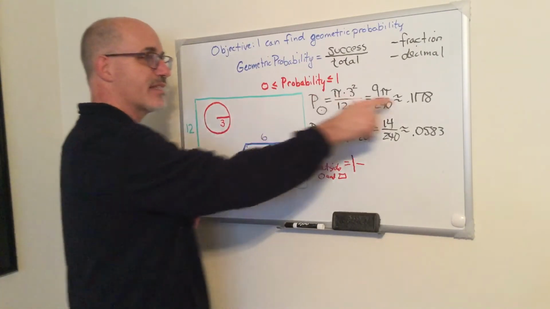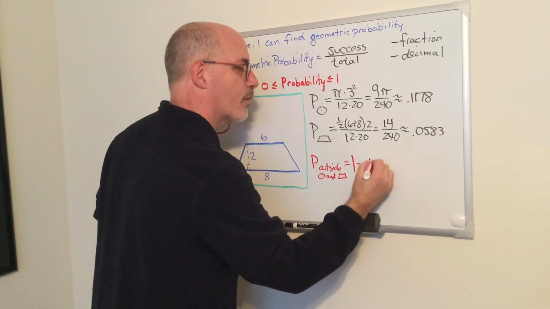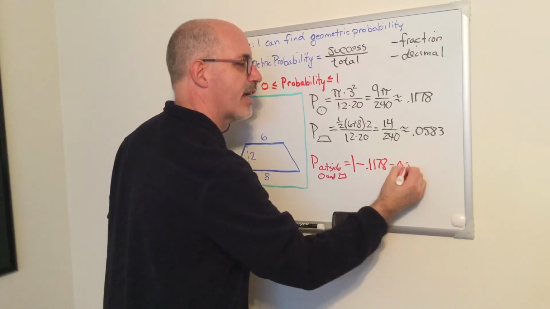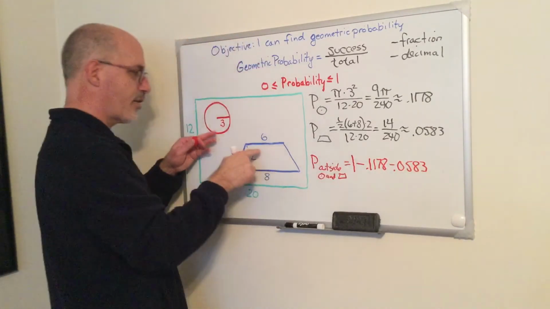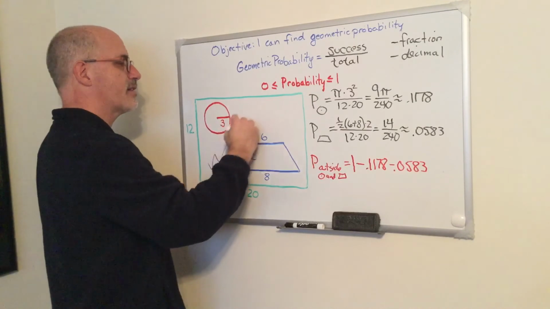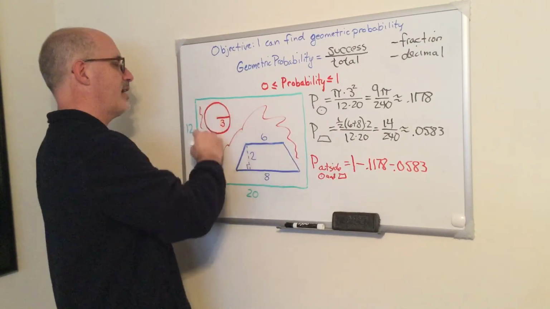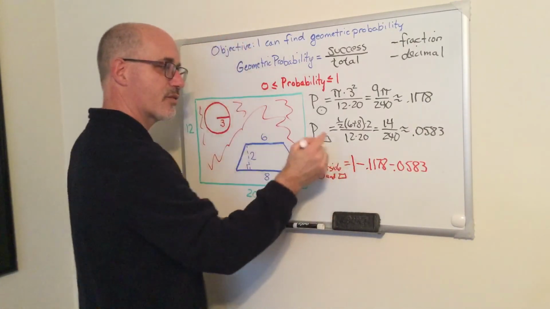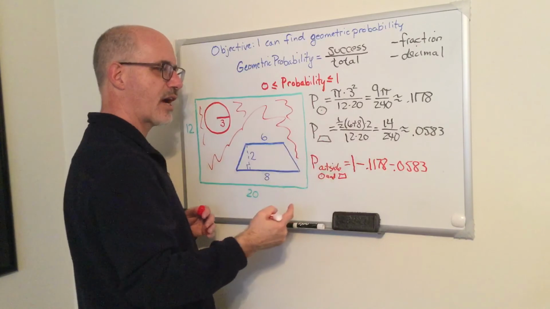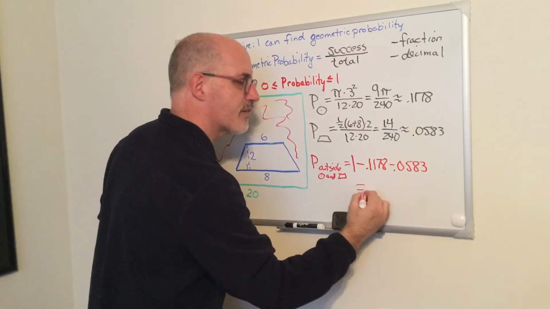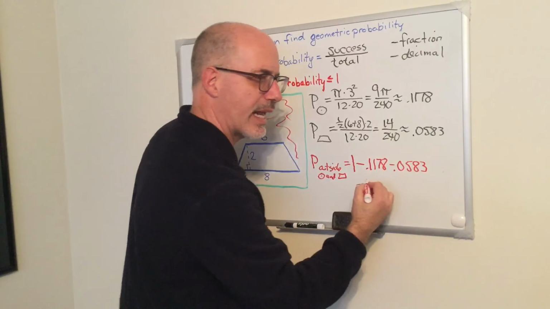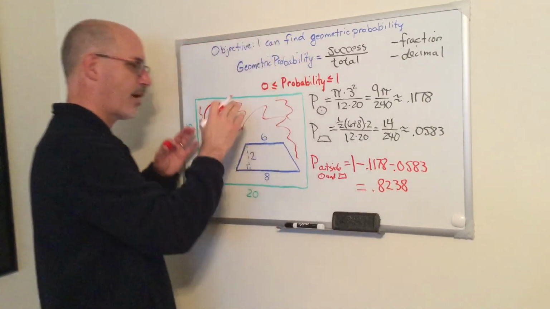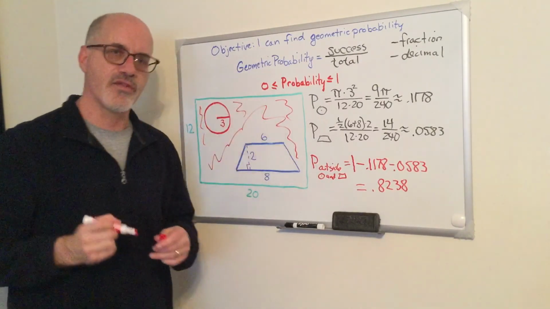So you take this area here and subtract off the 0.1178. You subtract off the 0.0583, the two other areas, and that will give you all of this area outside here, and that will be our probability, because we've got that total amount figured out. So 1 minus those gives me approximately 0.8238 for the geometric probability of landing outside those two figures.